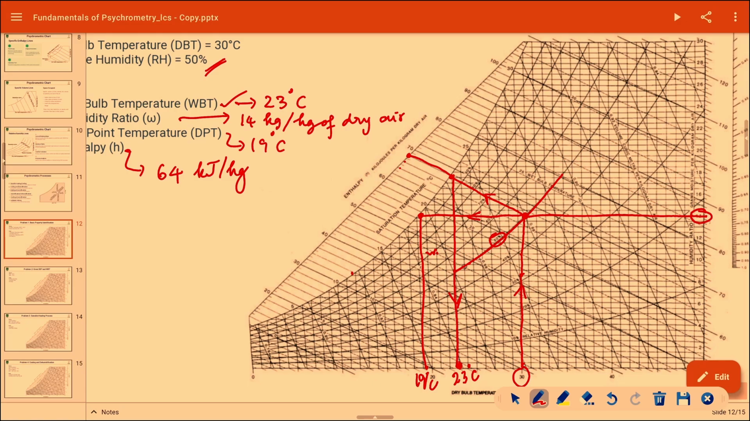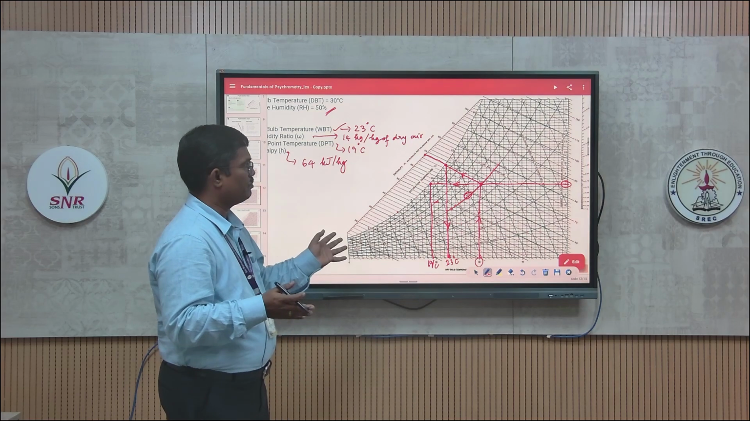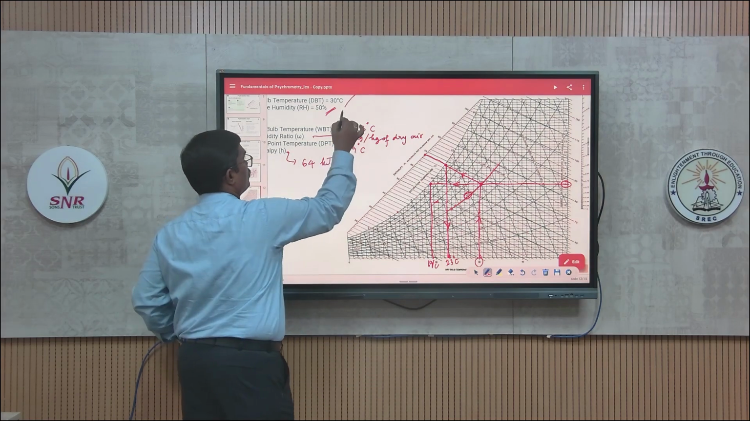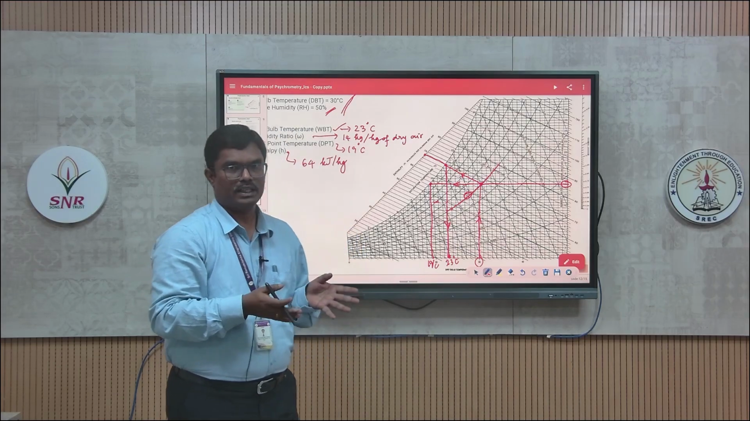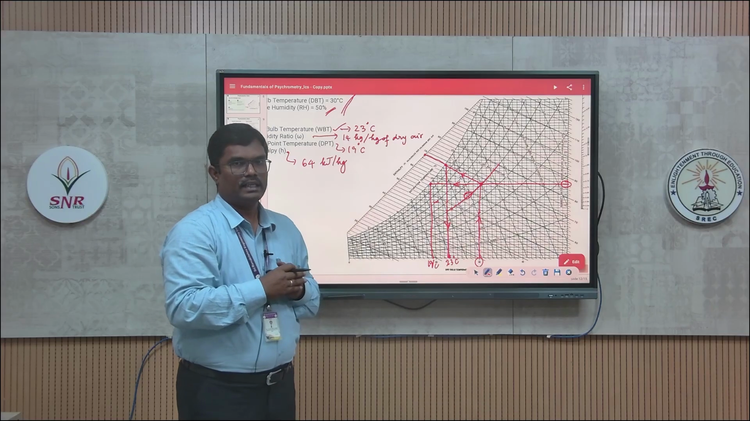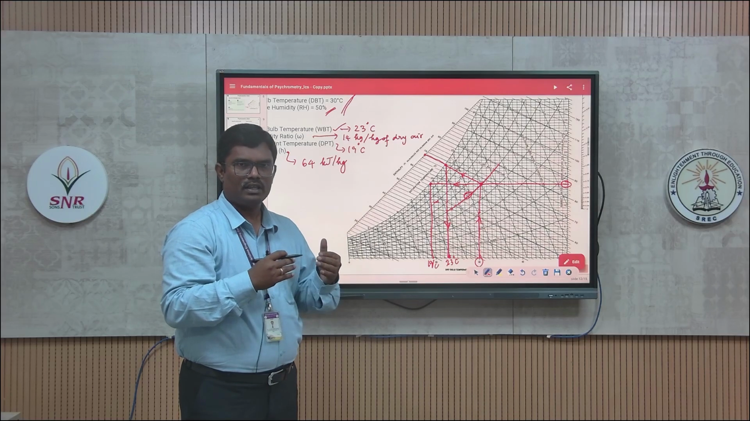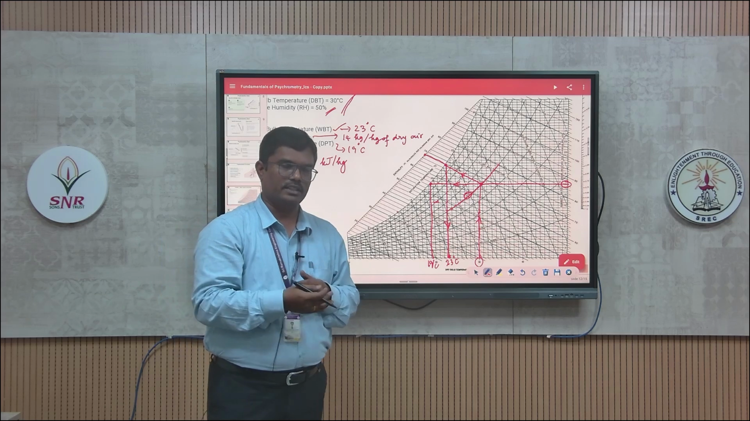So this is how we use the psychrometric chart, and very easily we can take all other properties if we know any 2 properties out of the 7 present in the psychrometric chart. So let us extend this further and solve real time problems using various psychrometric processes in the next session.